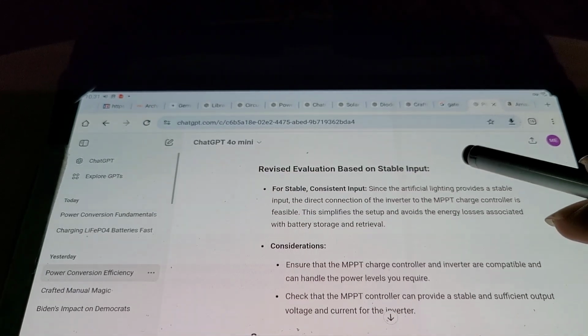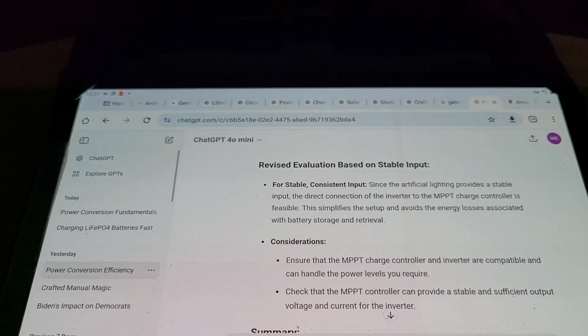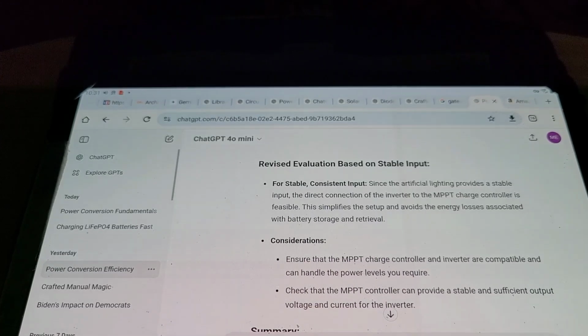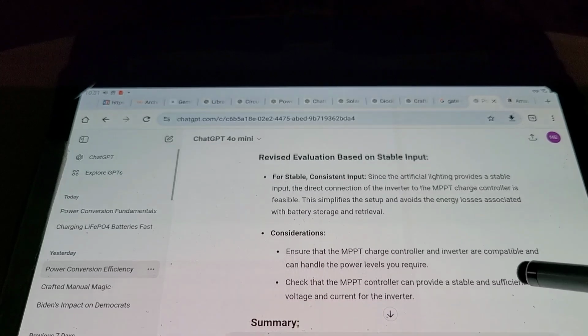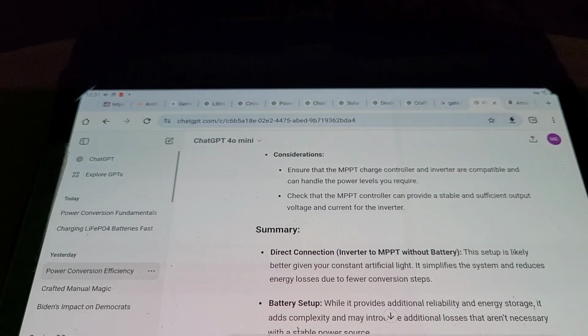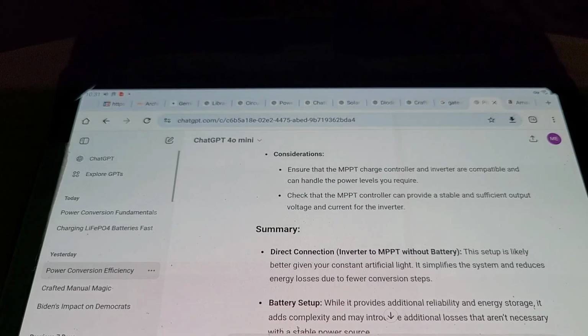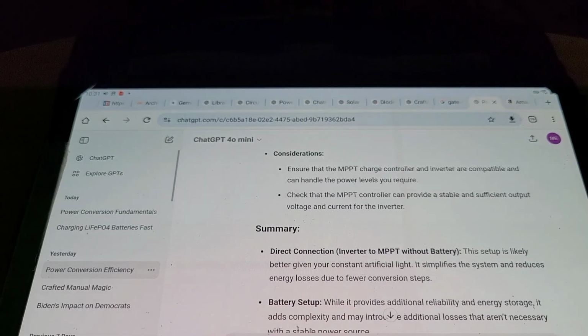Revised evaluation based on stable input. For stable, consistent input: since the artificial lighting provides a stable input, the direct connection of the inverter to the MPPT charge controller is feasible. This simplifies the setup and avoids the energy losses associated with battery storage and retrieval. Considerations: ensure that the MPPT charge controller and inverter are compatible and can handle the power levels you require. Check that the MPPT controller can provide a stable and sufficient output voltage and current for the inverter.